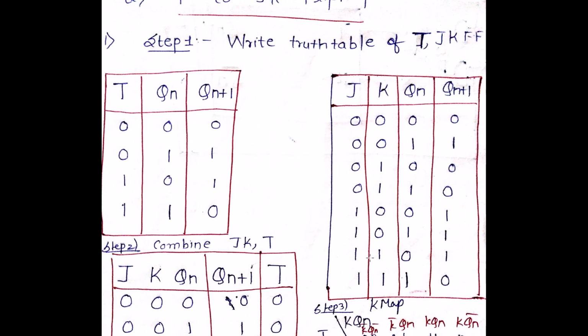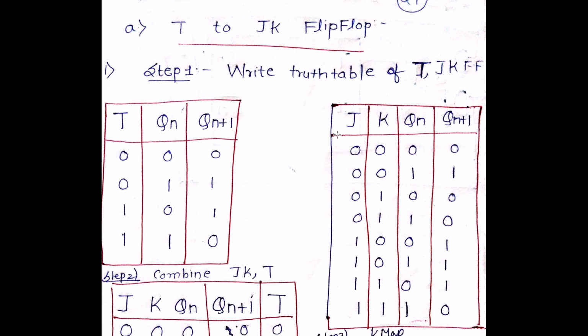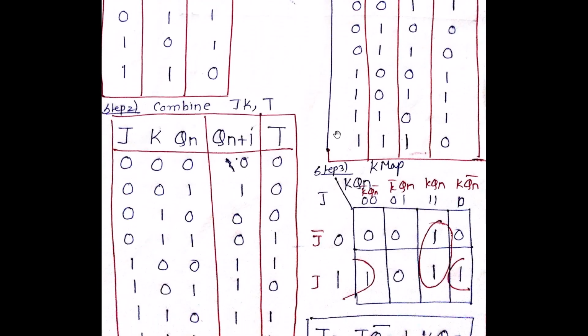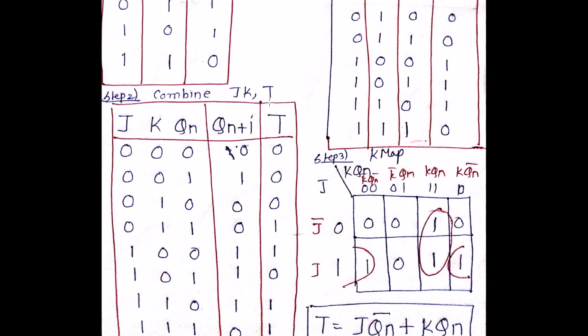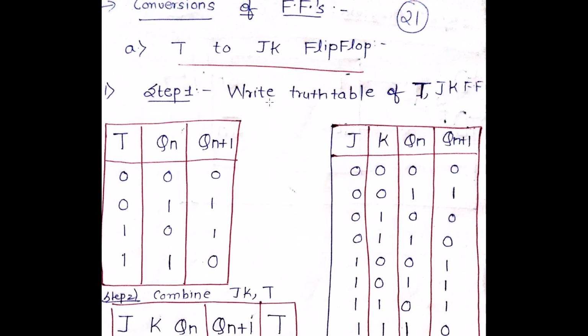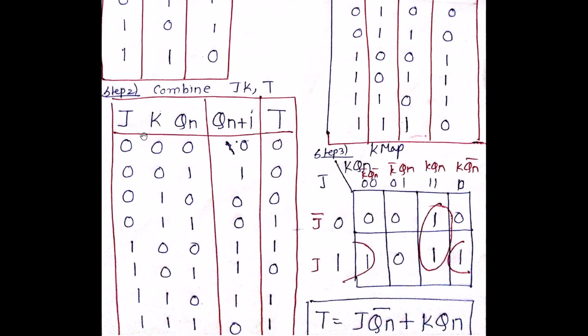So first step is always to write down the truth table of both the flip-flops, the one which is present, that is T, and the other which has to be converted to, that is JK. Now what you need to do is combine the JK and T flip-flop. So if you see over here, you have to convert T to JK flip-flop. So you have to write down the JK flip-flop table first, JK, Qn, Qn plus 1. And from this JK, Qn, Qn plus 1, you need to derive T.